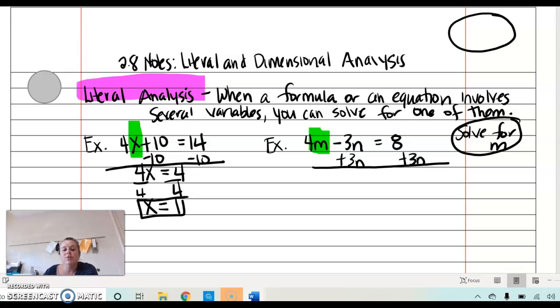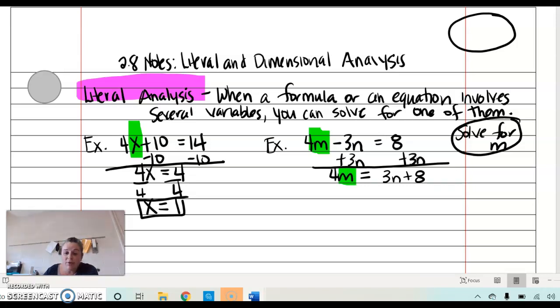And draw a line to show this is what's left behind after we've added 3n. We're left with a 4m on the left side, and we have an 8 plus a 3n. I don't know what n is, and so I can't combine like terms here. The variables are not the same, exponents are not the same, so I can't combine them. So I'm really left with 3n plus 8, or 8 plus 3n. Addition is commutative. Okay, still solving for m.